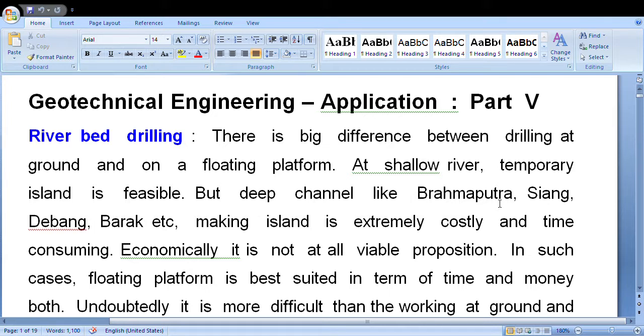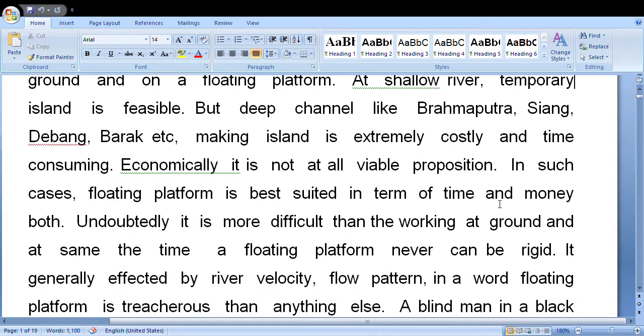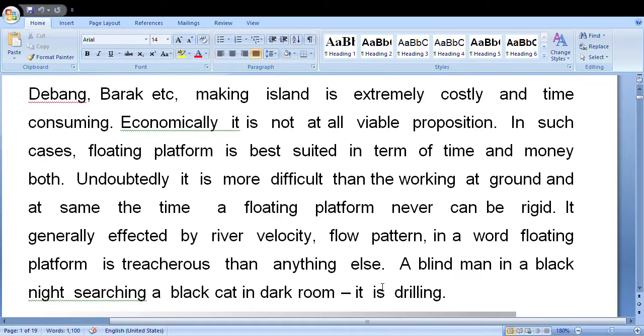Undoubtedly, it is very difficult compared to working on the ground, because of the flow pattern, and the floating platform itself is treacherous. It has unbalanced, non-uniform loading, and so on. In my opinion, drilling in a river bed is basically a blind man searching for a black cat in a dark room on a black night.